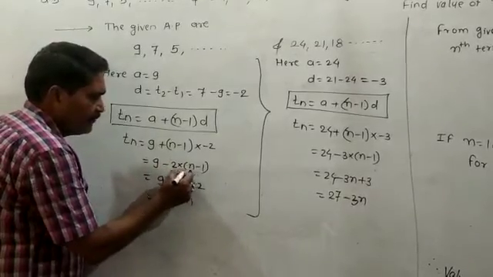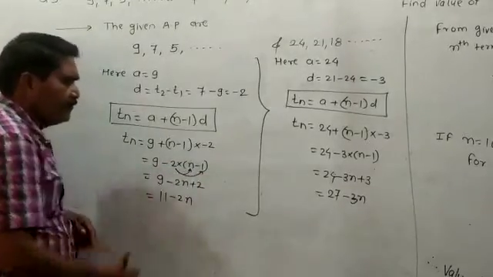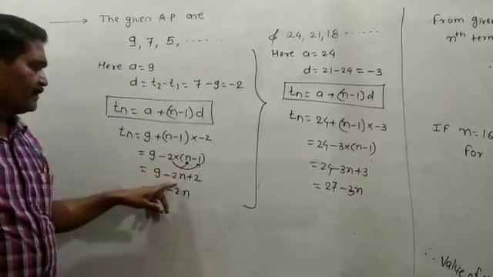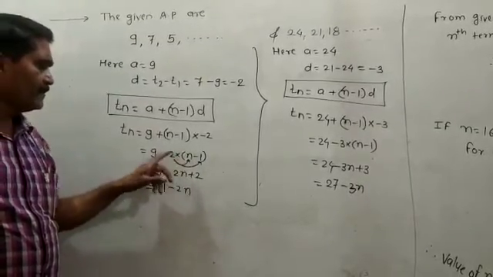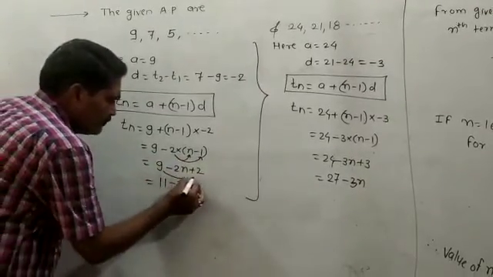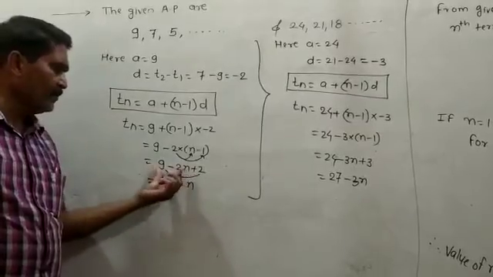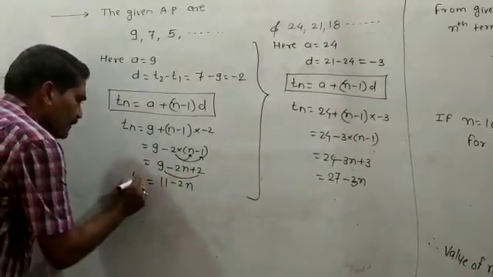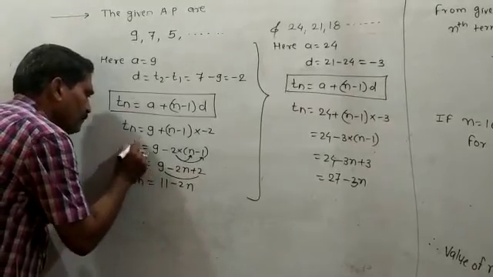Minus 2 multiplied by n is equal to minus 2n, minus 2 multiplied by minus 1, minus minus plus, 2 ones are 2. These are the like terms, these are the numeric terms. You have to do the addition of the numeric terms. 9 plus 2 is equal to 11, minus 2n. This is the Tn of the first progression.